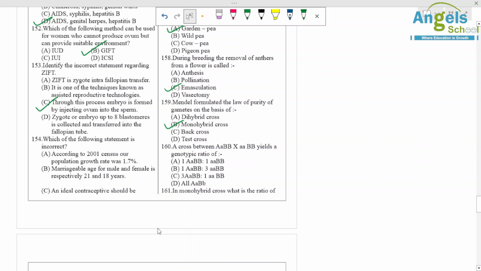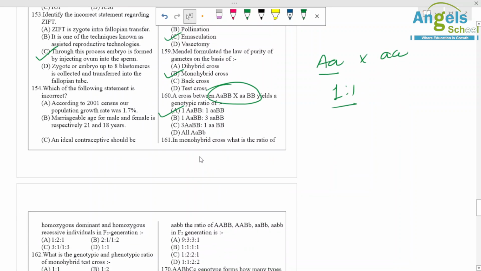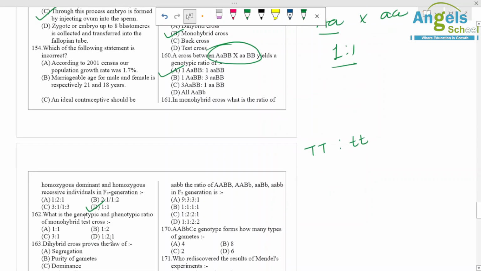A cross between capital A and capital B, so what ratio will we get? Capital A crossed with small a is a monohybrid test cross, so we get a 1:1 ratio. And B we have to take as silent, because B is dominant throughout. Okay, so option 1 is correct in this case. In a monohybrid cross, what is the ratio of homozygous dominant and homozygous recessive in the F2 generation? Okay, in the F2 generation, we get one homozygous dominant, that is capital T, and one homozygous recessive. So the ratio is 1:1 in this case.